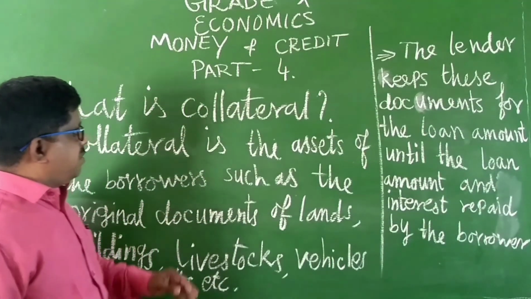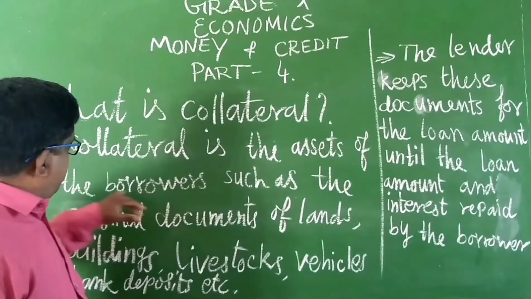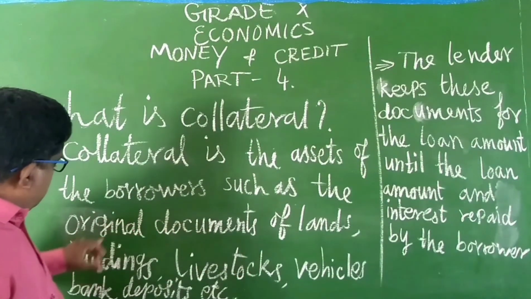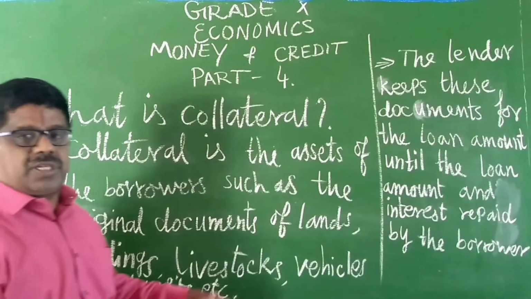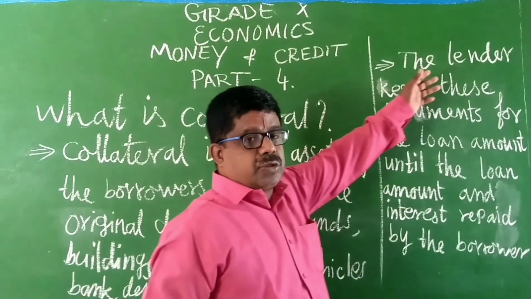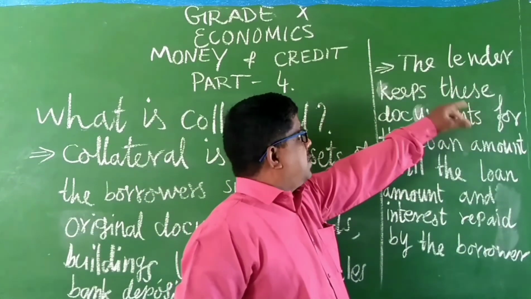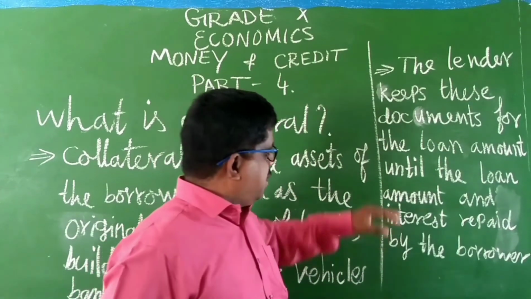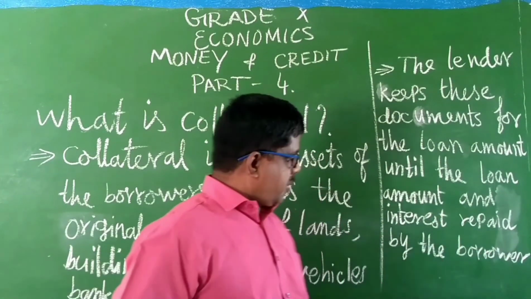Students, please try to understand what is collateral. Collateral is nothing but the assets of the borrower, such as the documents of lands, buildings, livestock, vehicles, bank deposits, etc. So these can be used as a collateral by the lender, and the lender keeps these documents for the loan amount until the loan amount and interest are repaid by the borrower.